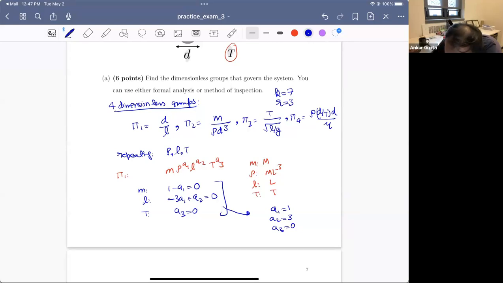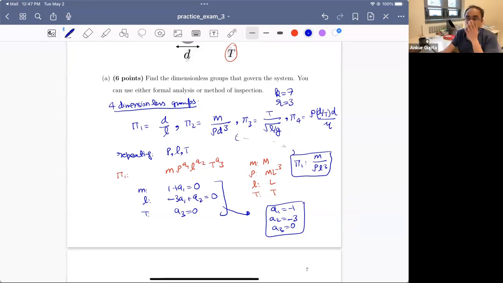Yeah, I made a small mistake here. It's 1 plus A1. I sometimes make this mistake. It's 1 plus A1, so it's just minus 1 and minus 3, just a small correction. Minus 1 and minus 3. And so this gives you that pi1 is m by rho L cube. You can see a similar one here, the difference being that it's by d cube, but that's just because there will be another length, L by d. So that's really easy. So mass m is done.